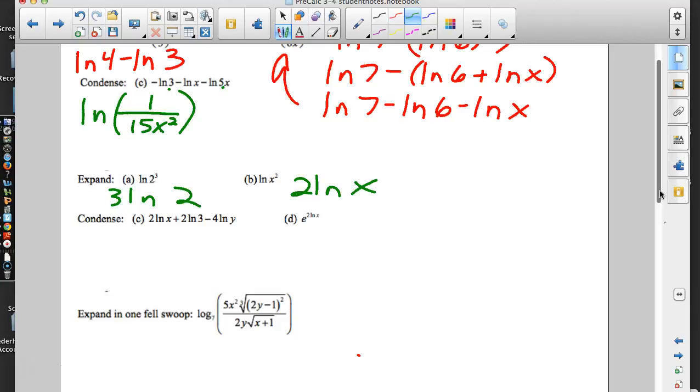Condensing again. What do we have to do first? Yeah, put those powers back up. So now the powers are back up. What do we do? Okay, we've got multiplication here. But what's the minus for? Division. And now we've got one natural logarithm.